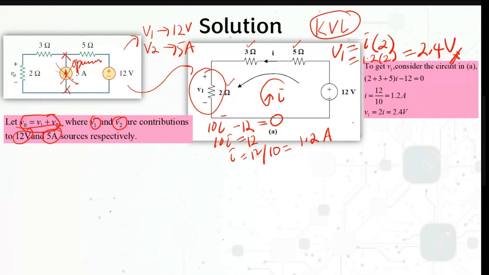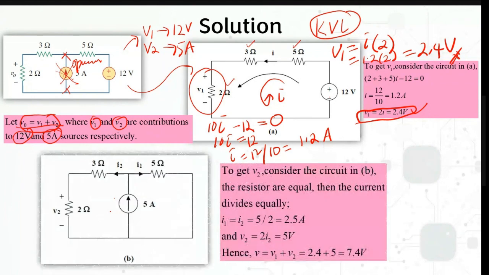All right, so you will have V1 equal to 2.4 volts. And then after that we want to turn off this source. When you turn it off, it will be a short circuit here. Just put a wire, and then you will calculate the V2 coming from this 5 ampere current source.